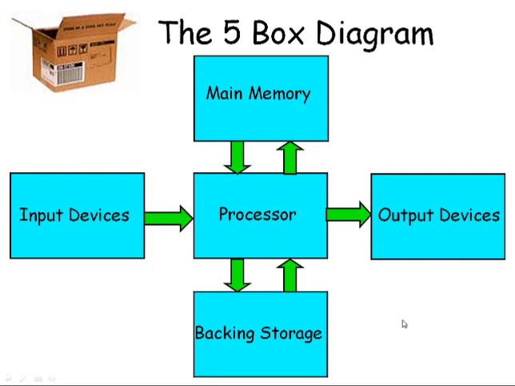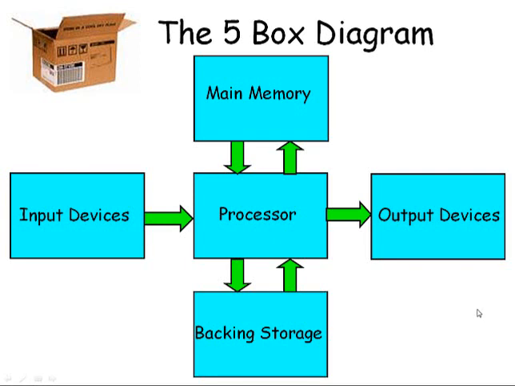This video is about Unit 2 computer structure, and we'll start off summarising what we should know about the 5-box diagram of the processor and how data is sent into the processor from input devices, sent out from the processor to output devices, and sent two ways between main memory and backend storage, because it needs to send data out to store long term as well as read it back in.